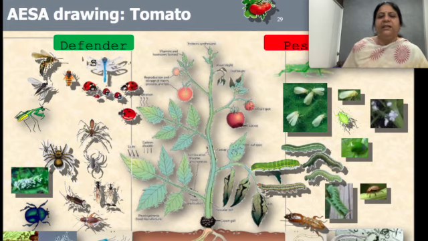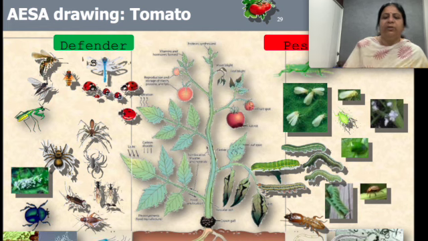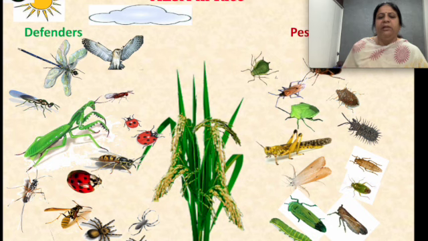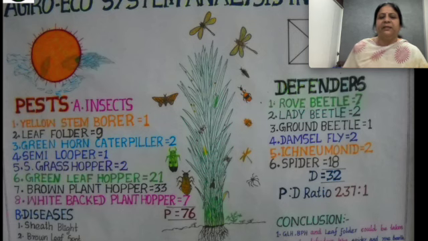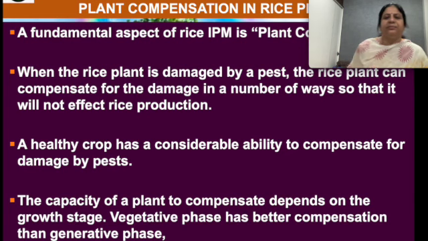You can see the model AESA drawings, defenders on one side and pests on one side, on a tomato crop. In paddy also, you can see the sun, cloud, defenders, pests, everything represented. So in model charts, you can see how it can be drawn. Plant at the center, defenders one side, pests one side, diseases, weeds, summary, conclusion, PD ratio, whether it is high or low, everything is to be calculated and represented on a chart.